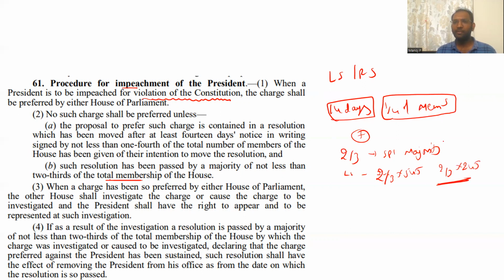Now, what are the other types of special majorities? There are 3 or 4, in total 4 cases, under Article 249, Article 368 and Article 61. Under Article 368, there are 2 separate cases. Now, I want you to comment what the types of special majority are. There are other terms called effective majority and simple majority. So, what are the differences?